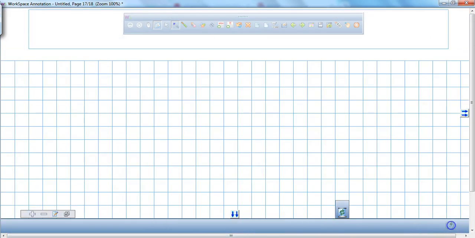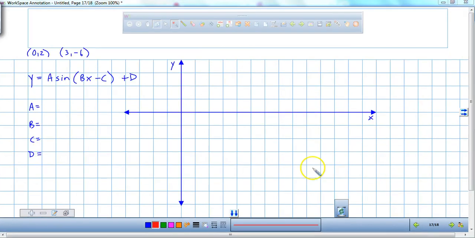I'm going to go over to my graph. I'm going to make the graph with my x-axis and my y-axis and write out, once again, y equals a sine bx minus c plus d. I'm going to make sure I put a 2 for my midline right here. So I'm going to plot that point 0, 2. I'm also going to plot 3, -6: 1, 2, 3, 4, 5, 6. Drawing my midline.